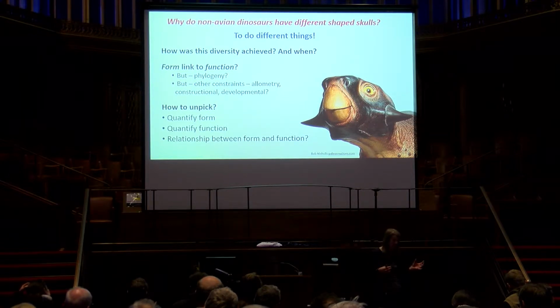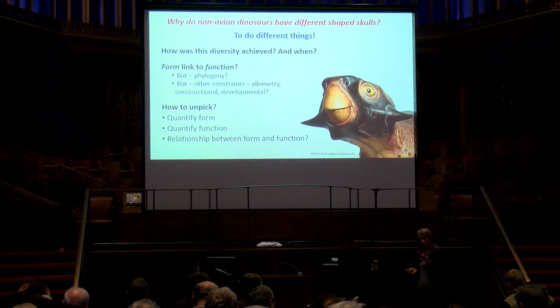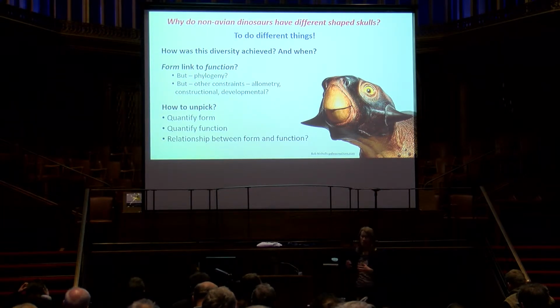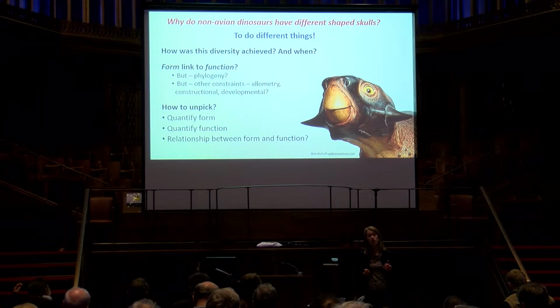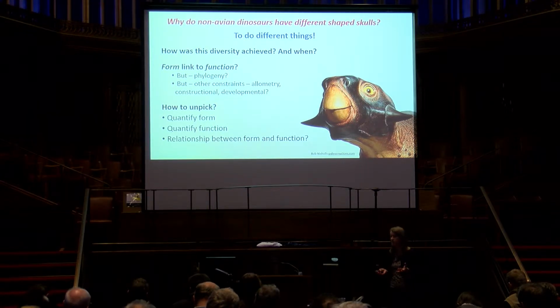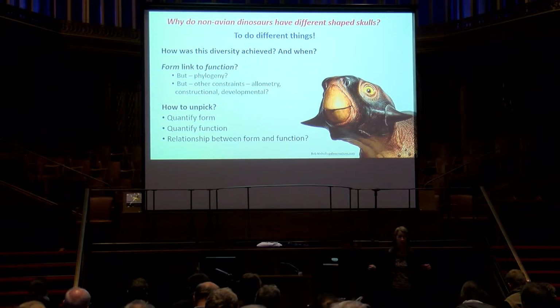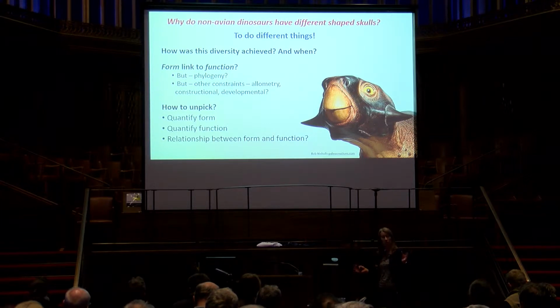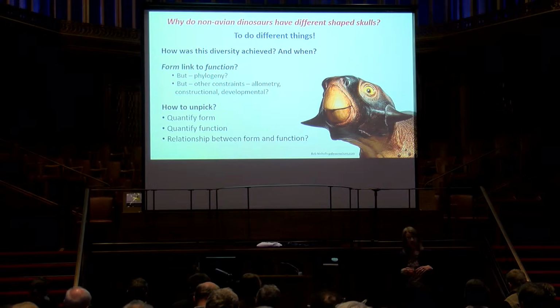We may expect there to be a one-to-one relationship between the shape of the skull and the function that it undertakes, but as you saw from Carl's talk earlier, there are all these added complications about how we interpret soft tissues. On top of that, there are the potential constraints that we find with phylogeny. Do skulls simply look the same because animals are related to each other? And other types of constraints as well. With allometry, these animals are achieving massive differences in size. What role does allometry play in controlling form? And other constraints to do with how the skulls are constructed during development.